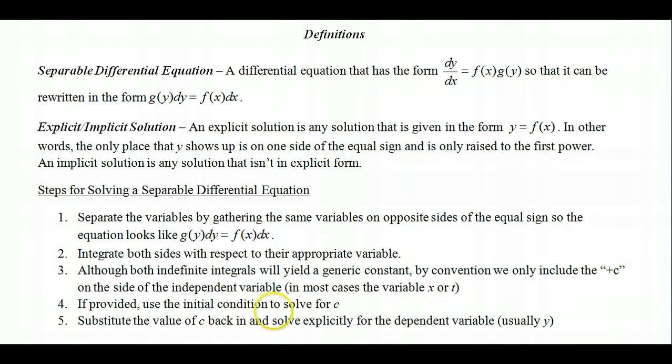If provided, we solve for the initial condition. And then finally, we substitute the value of c back in, but this time we need to solve explicitly for the dependent variable, usually y. So now that we have separable differential equations, we're going to have to go an extra step in most cases to solve explicitly to get y on one side by itself. So let's go ahead and look at some examples.